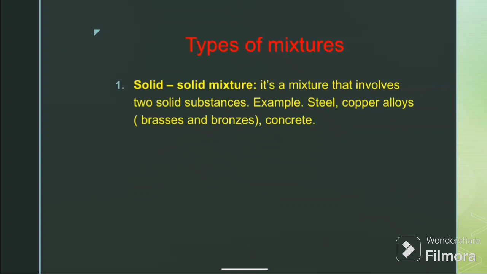First on my list we have solid mixtures. When we talk about solid mixtures, it involves two solid substances. An example can be steel, which is an alloy. We have copper alloys as well. Bronze and brasses, when they combine, create a copper alloy. Steel is a combination of two solid particles or metals.